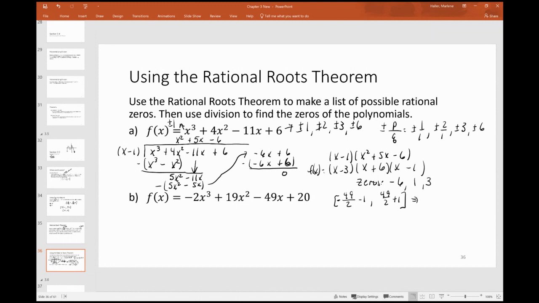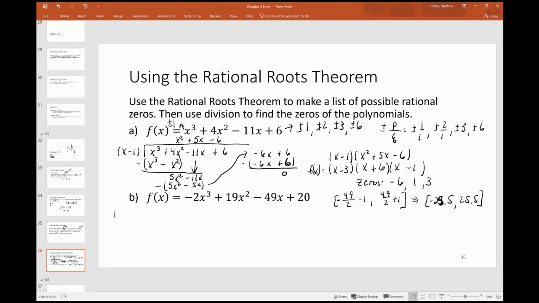Let's simplify that. That's negative 24.5 minus 1, or negative 25.5, up to positive 25.5. So there's the bound, or the interval, within which all the zeros will lie. They will all occur in that interval. Now, how do I find out what they are? Let's try this plus or minus p over q thing.